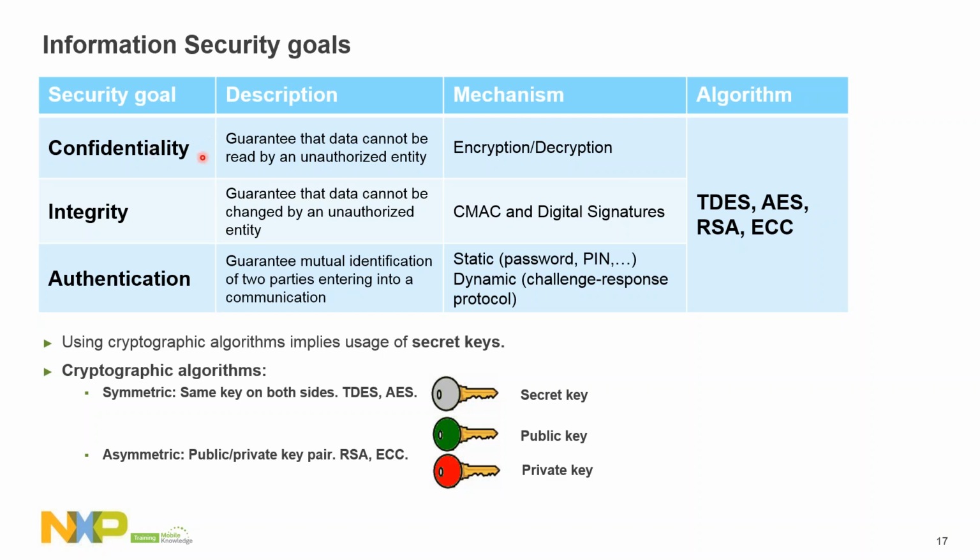And for every information security goal, there is a cryptographic mechanism to achieve it. In this case, it is encryption and decryption, which are probably some words that you're familiar with. So remember, encryption and decryption allow us to obtain confidentiality during the data exchange. Integrity. Integrity means to guarantee that the data exchange cannot be modified by unauthorized entities.